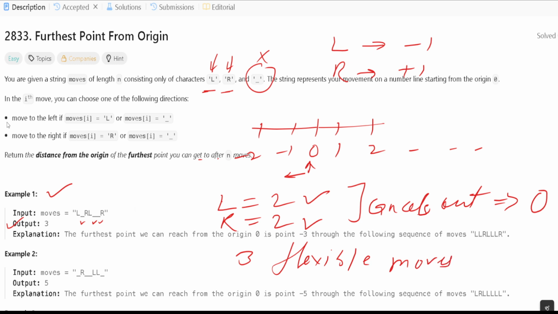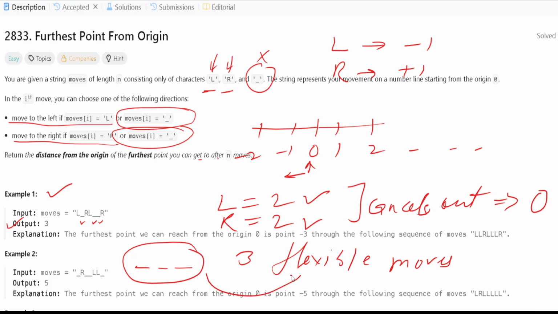Because the question says move left if you find L, move right if you find R, and in the underscore case, you can move left also, or you can go right also. These 3 underscores we have been given are 3 flexible moves. Either you can go left or right. Now where should we go? Where should these underscores go, left side or right side? You have to think about that. Just pause this and think, where should it go?